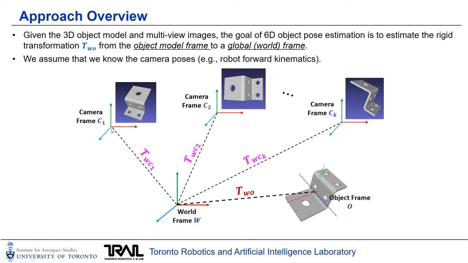For this camera pose, it means that we're not doing a full SLAM in our work. We assume the camera pose is known. We can reliably get it using, for example, robot kinematics, if we have a robot arm, or we can just apply an off-the-shelf SLAM approach to get this camera pose.